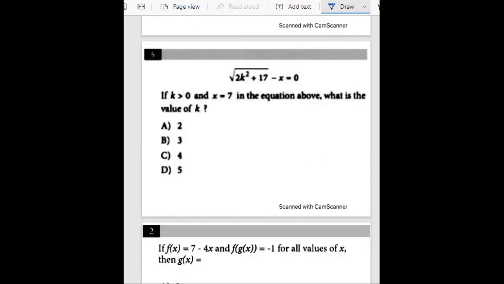Okay, so if k is greater than 0 and x is 7 in the equation above, what is the value of k? Okay, so how do we do such questions? Again, we will just plug in the values. This is root of 2k square plus 17 equals x. I'm guessing x is 7. Okay, now I need to square both sides just to get rid of this under root. It would become 2k square equals 7 square, which is 49, minus 17.